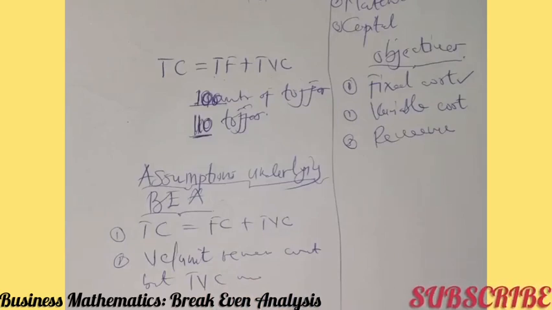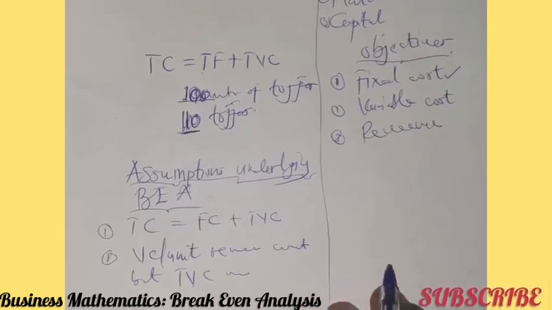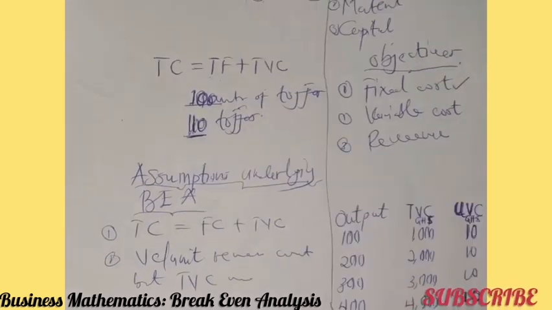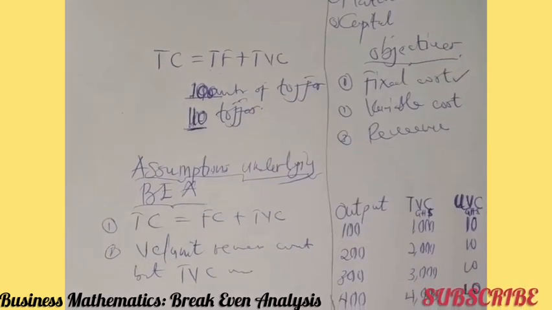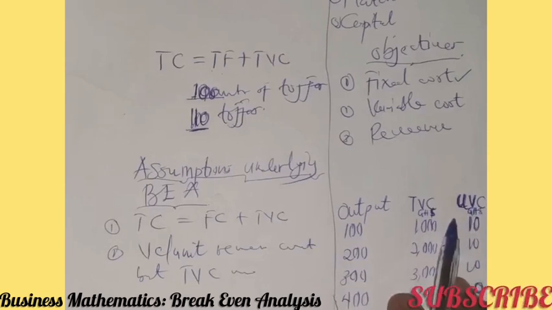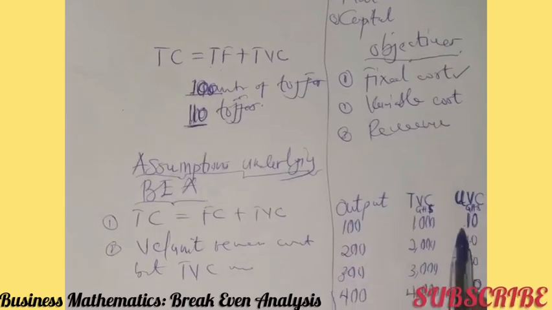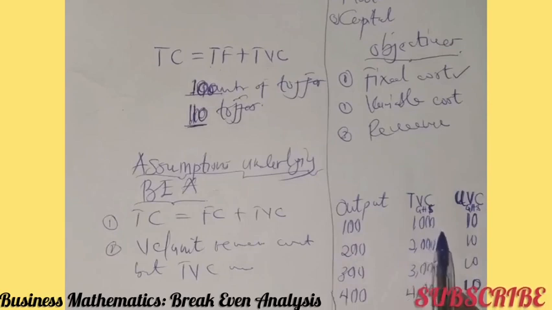So now we know that your total variable cost will have this straight line. So assuming that we have this output and total variable cost, with unit variable cost at 10 Ghana shillings, then you have output 100, 200, 300, and 400. You have total variable cost to be 1,000, 2,000, 3,000, 4,000, and others there.